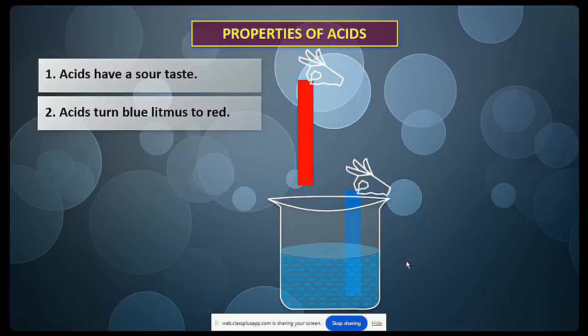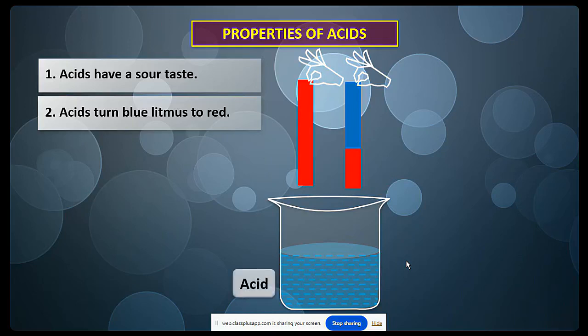And repeat it, and then notice that there is a change in color of the blue litmus paper. So blue litmus paper has been changed to red litmus paper. It means the solution is acidic in nature. So this is an acid. So it is also one property of an acid.